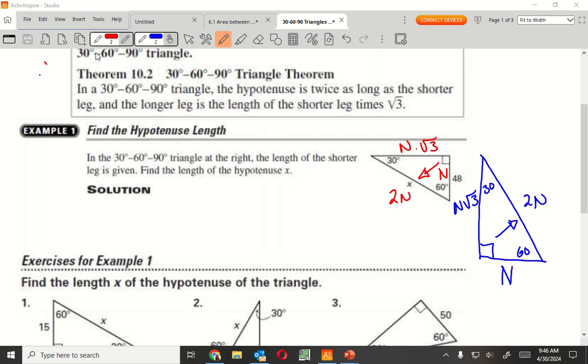So do we know what n is? Yes. So n is going to be 48. So to figure out over here, this is my 2n, right? So to get x, x equals 2 times 48, which is 96. Does that make sense or is that nonsense?